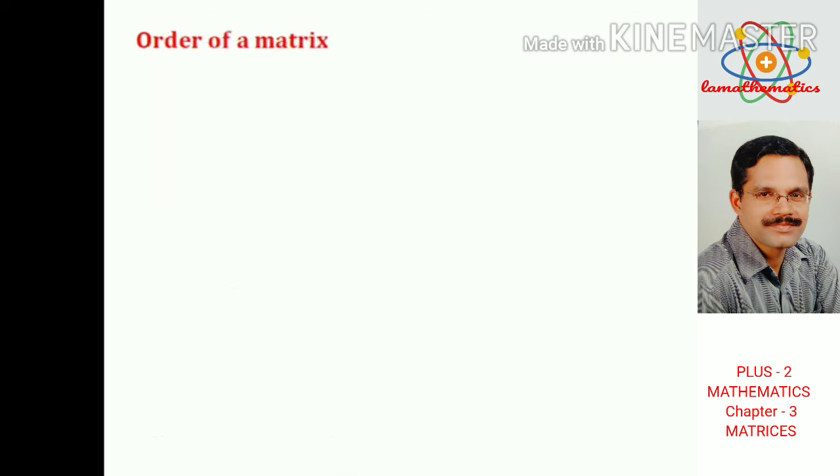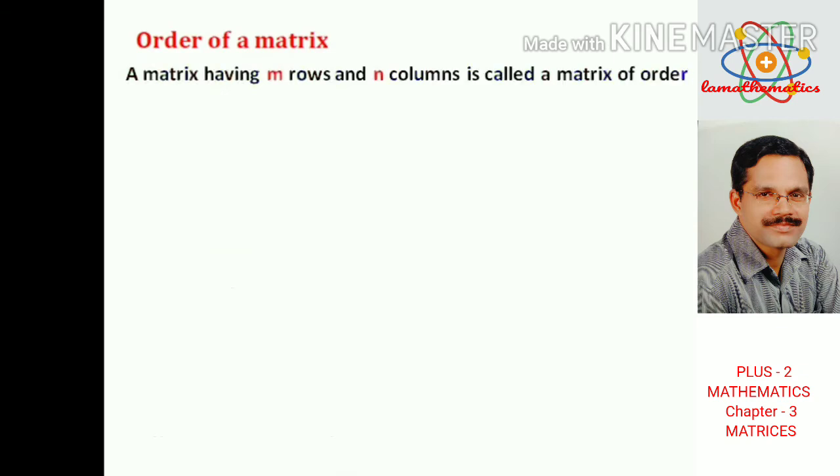Order of a matrix. A matrix having m rows and n columns is called a matrix of order m by n, or simply an m by n matrix. It can be read as m by n matrix.